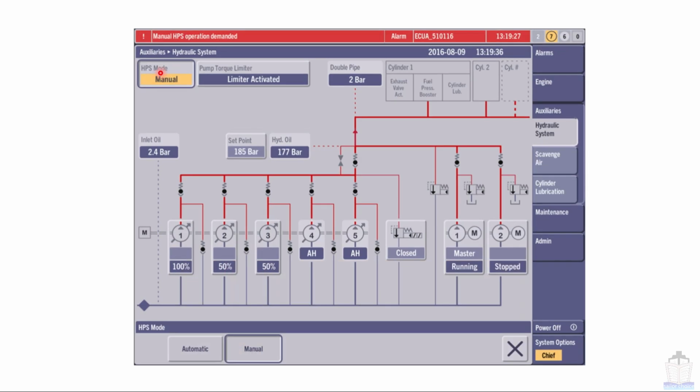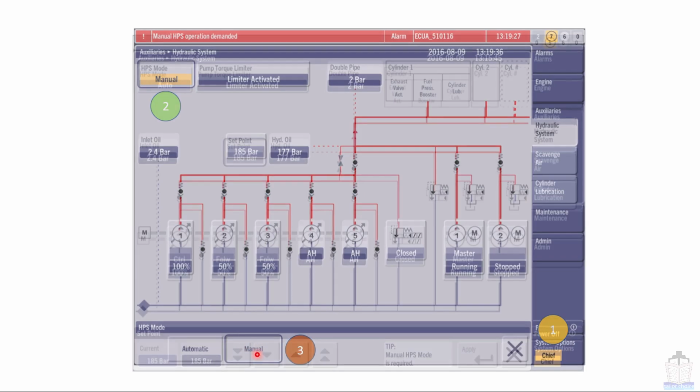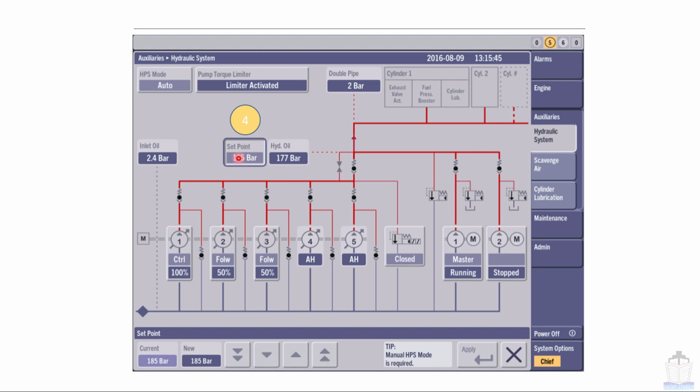Now how will you change HPS mode from auto to manual? For that, first of all you have to log in as a chief. After that you have to click over here. When you click, then these two boxes will be opened. You have to click on this manual. After that you will have to click over this box, then various buttons will appear. As per your requirement you can change from these arrow buttons, and after that you have to click on this apply button. Then this desired pressure will be set. This is how you have to change HPS mode from auto to manual.